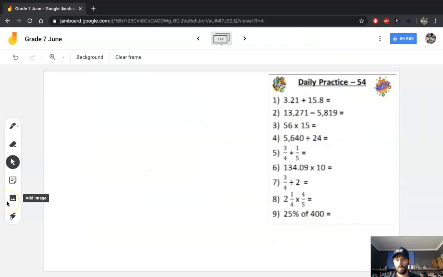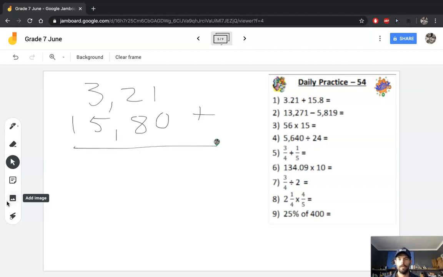Okay, question number 1 is 3,21 add 15,8. So I would suggest, or I would like to put a 0 after the 8, just so that we have the same amount of numbers after the decimal in both the top and the bottom number. Now I know that 1 plus 0 is 1, 2 plus 8 is 10, decimal lines up.